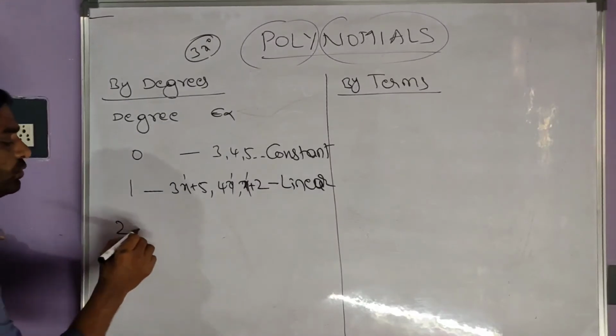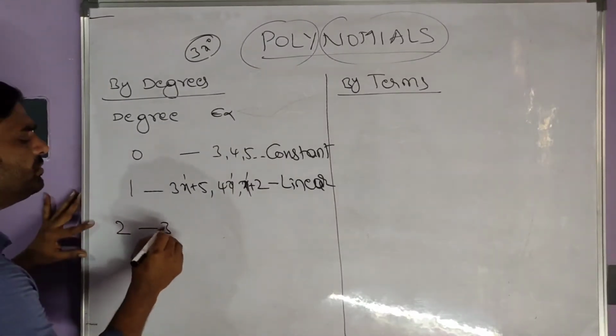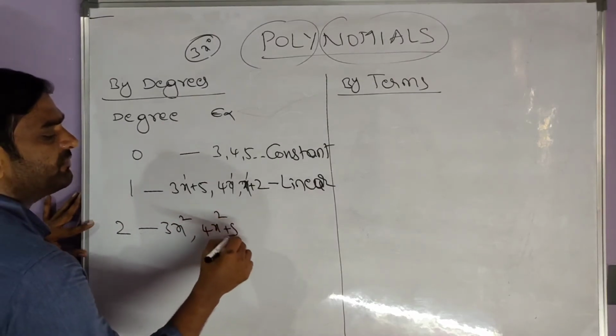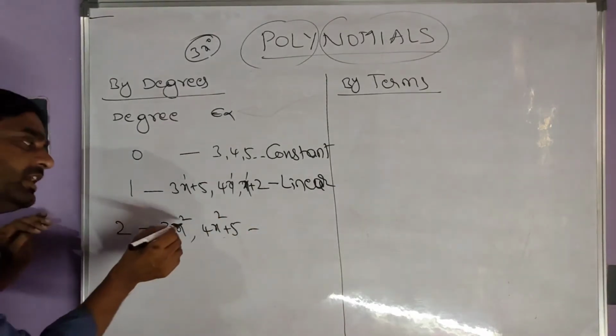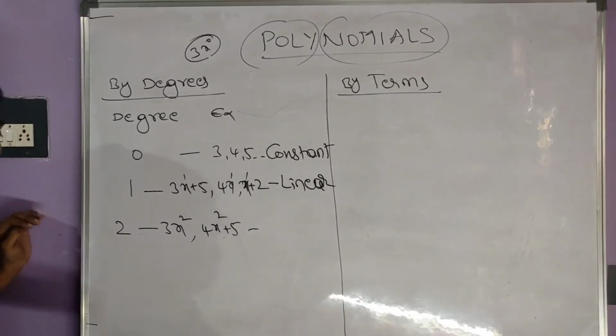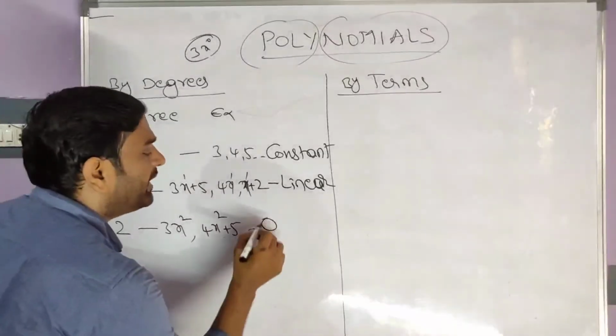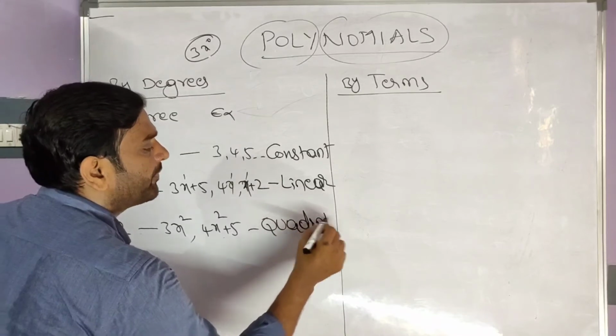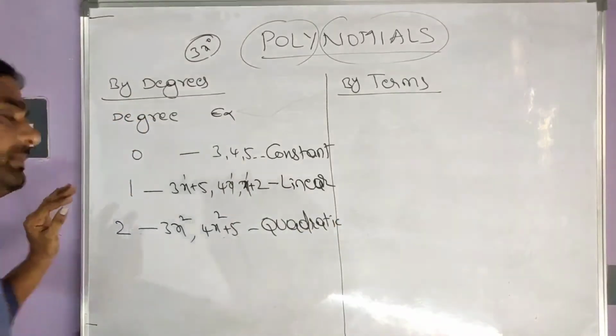If the degree is 2, for example 3x square, 4x square plus 5, like that. What is the degree here? 2 is the degree. If the degree is 2, that polynomial is called a quadratic polynomial.